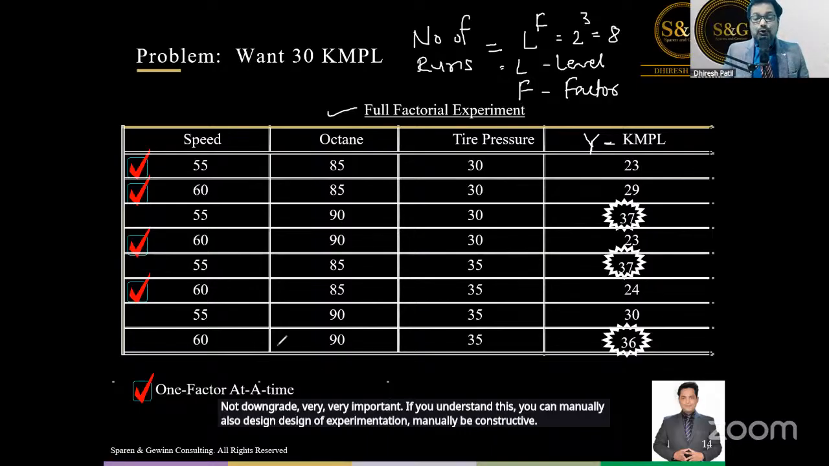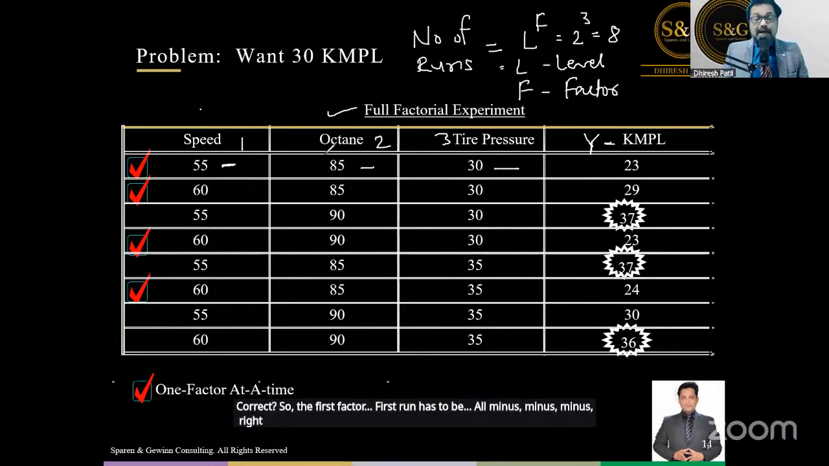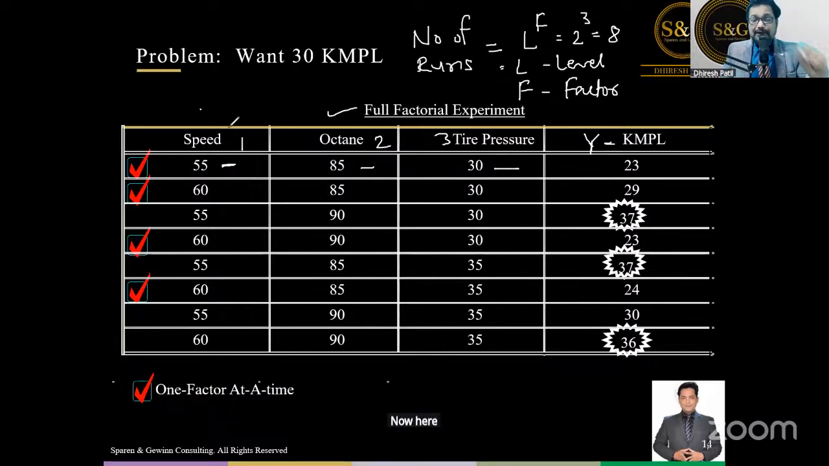Chalo, now how do you design this? This is factor number 1, this is factor number 2 and this is factor number 3. Correct? So the first run has to be all minus, right? We have seen that. Now here, the first factor has to alter after every run.